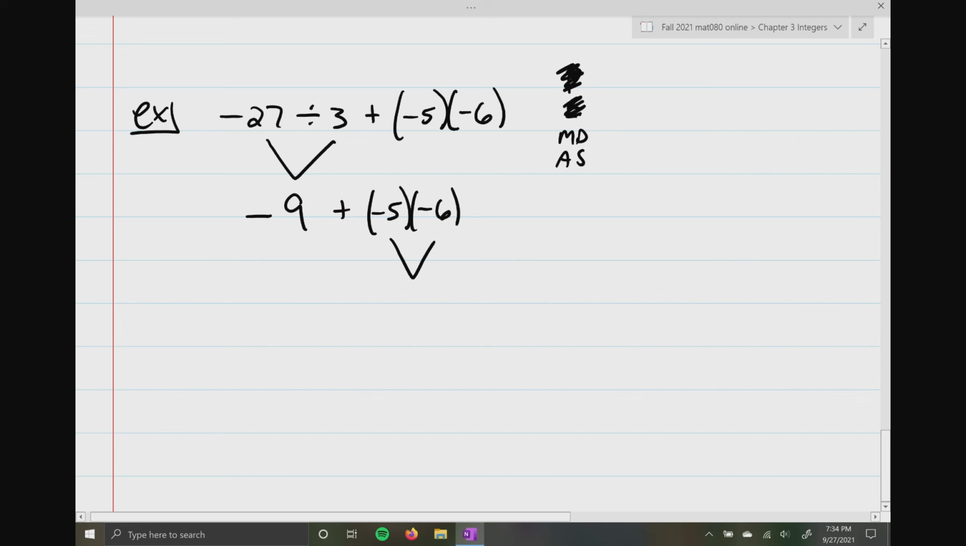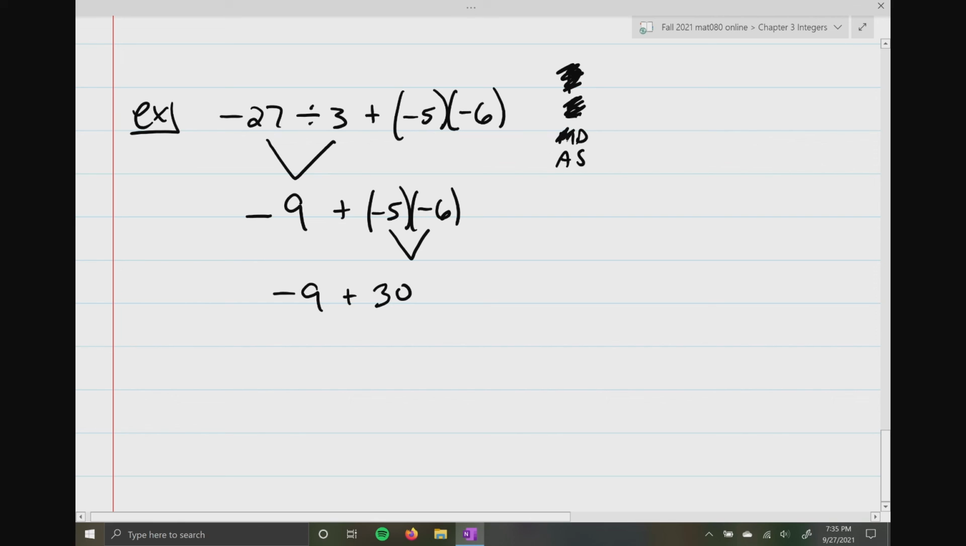Now, I'm moving too fast. Now let's read it. Negative 9 plus negative 5 times negative 6. Because you said times, we have to do multiplication right here. So we're going to get negative 9 plus a negative times a negative is a positive. 5 times 6 is 30. So it's positive 30.